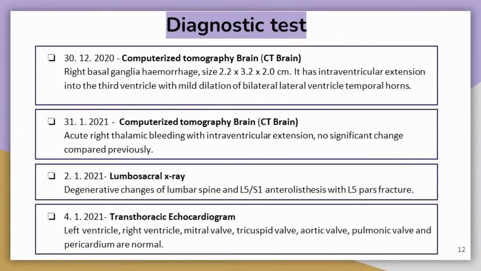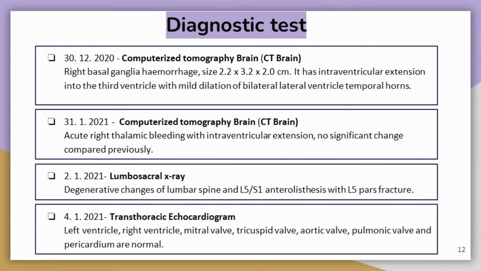On 30th December 2020, computerized tomography brain had been done. The finding is right basal ganglia hemorrhage, which the size is 2.2 x 3.2 x 2 cm. It has intraventricular extension into the third ventricle with mild dilation of bilateral lateral ventricle temporal horns. Next, on 31st January 2021, second computerized tomography brain had been done, and the finding is acute right thalamic bleeding with intraventricular extension with no significant changes compared previously.